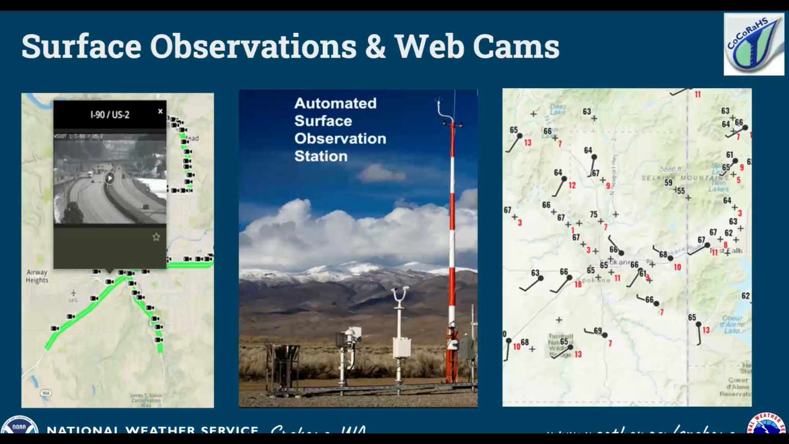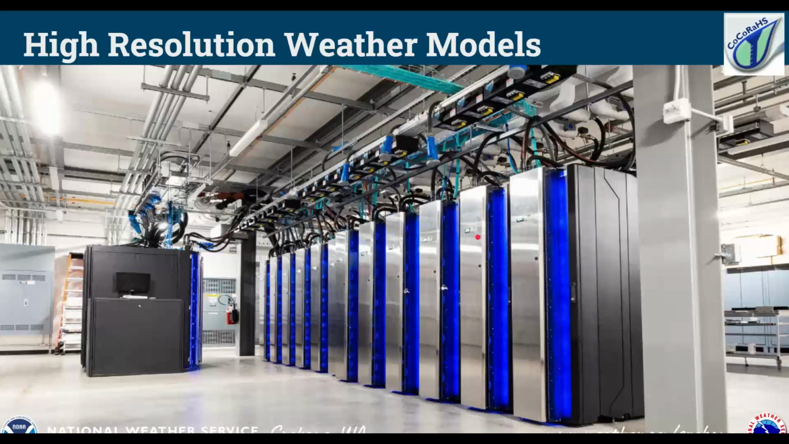And also we have a network of web cameras that we're able to use as well, primarily from the DOT, that gives us an idea of what the precipitation is falling at, so we can see where there's rain versus snow or a mix. And that also provides important information for us to refine our forecasts and our warnings as well.